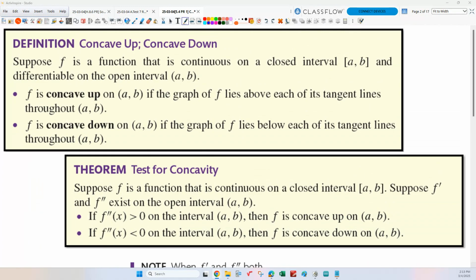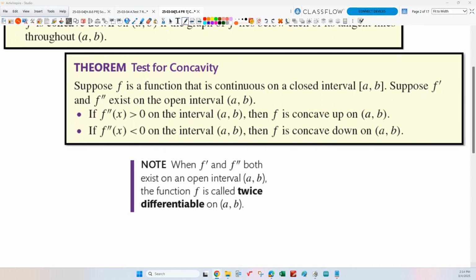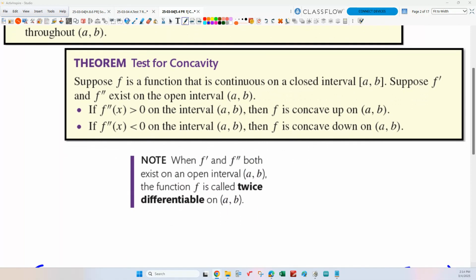So if the function is smooth between A and B, then the function's concave up wherever the graph of f lies above tangent to the curve, right? Visually, that's what concave up is, and we talked about that yesterday. The function's concave down if the function lies below its tangent lines for every value on that interval, right? Tests for concavity, you already know them.